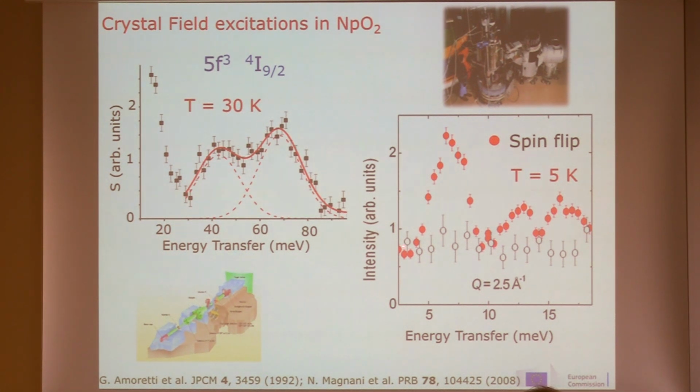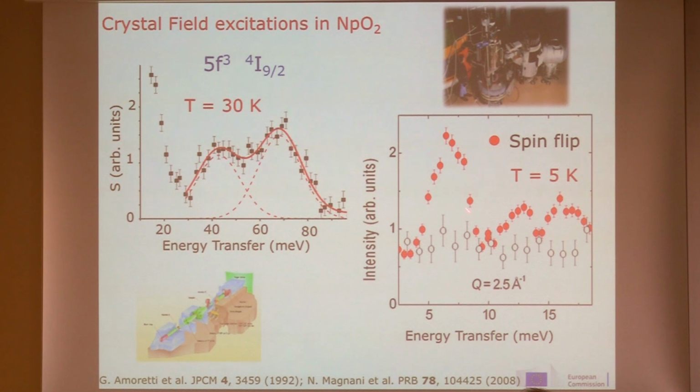If you go in the ordered state, for instance 5 Kelvin, these are results obtained by a triple axis neutron spectrometer using a polarization analysis. And the red points are the intensity in the spin flip channel, so the neutron spin flips during the scattering. The open points are non-spin flip intensity. And here you observe vibrational intensity, and here you observe just a magnetic signal.